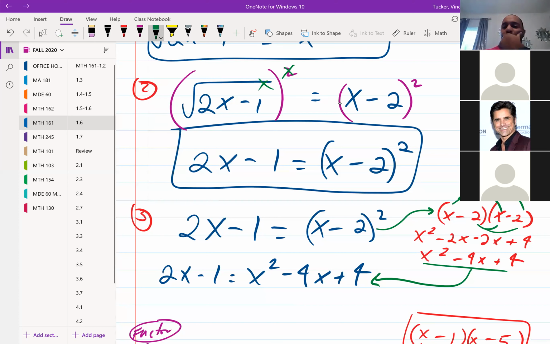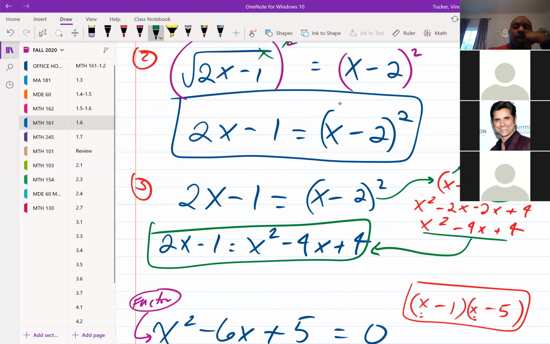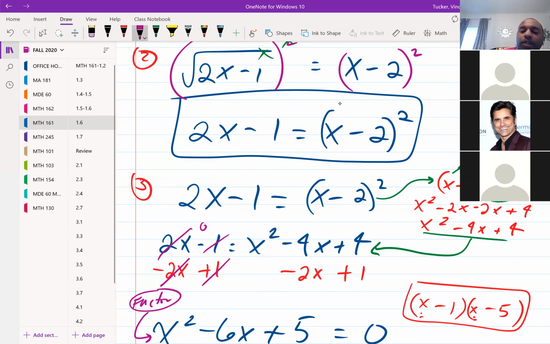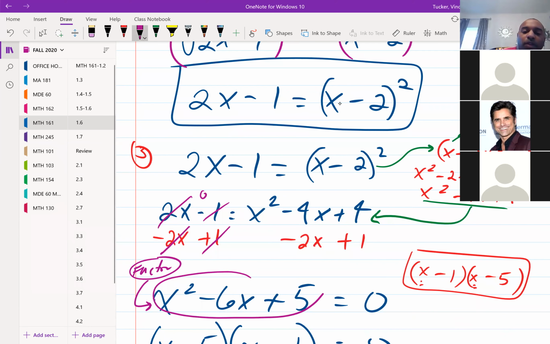All right, so now that I have this equation, we have 2x minus 1 equal to x squared minus 4x plus 4. You have a quadratic equation, so you want to set one side equal to 0. So I will subtract 2x and add 1 to both sides. 2x's cancel, 1's cancel. And so now I have 0 on that left side. And that'll give me x squared minus 6x plus 5 equal to 0.